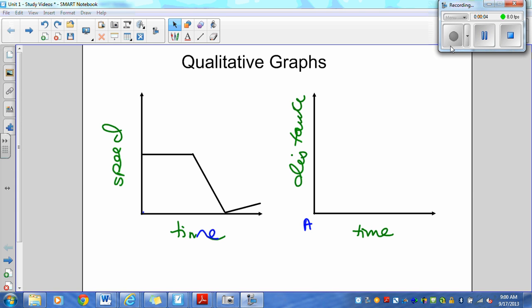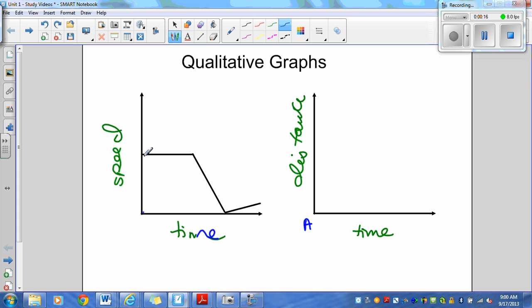This video is on qualitative graphs. We are comparing a speed versus time graph to a distance versus time graph. Let's look at the speed graph first. What is happening between, let's say, A and B with the speed?